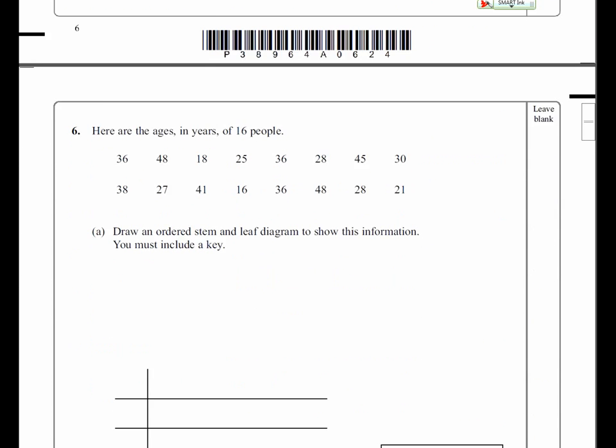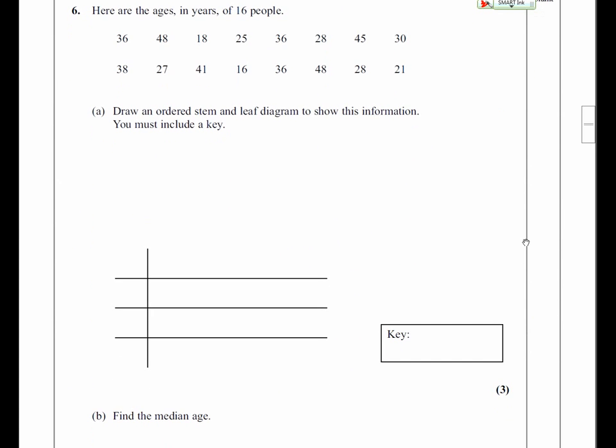Clear ink. Question 6. A nice easy stem and leaf diagram to follow that possibly challenging question. Here are the ages in years of 16 people. So you can see them all written out. Draw an ordered stem and leaf diagram. It always leaves you a gap. I would utilize this gap and do an unordered stem and leaf diagram so you don't miss anything out.